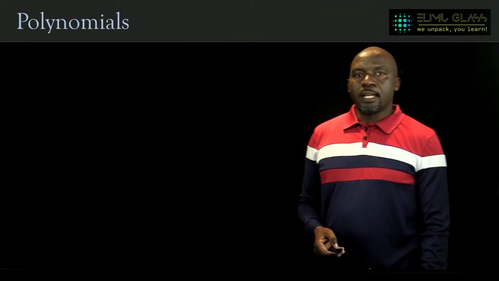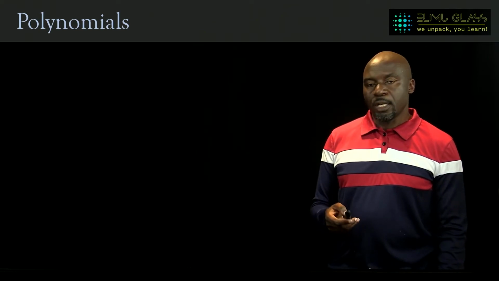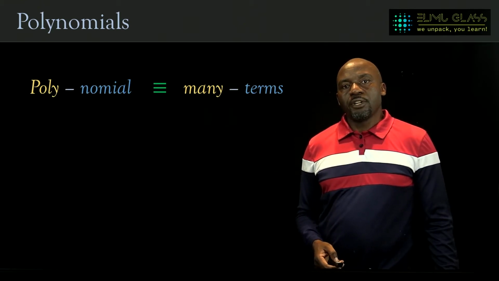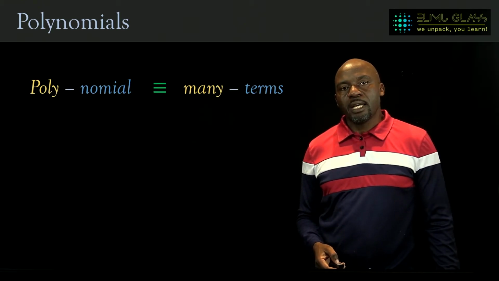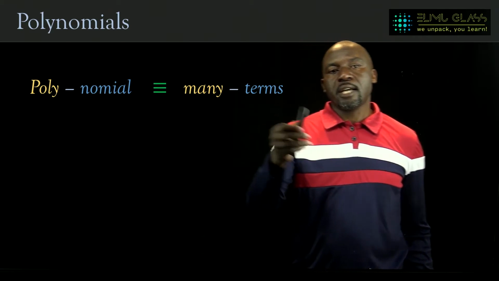All right, the last bit of this discussion is on polynomials. What is a polynomial? We're going to use this to discuss polynomials used in rational expressions. So the term polynomial: poly means many and nomial means terms. So this is an expression containing many terms.